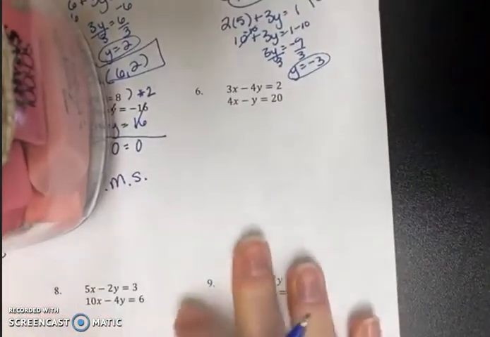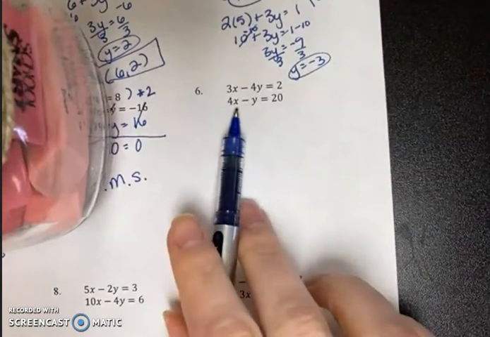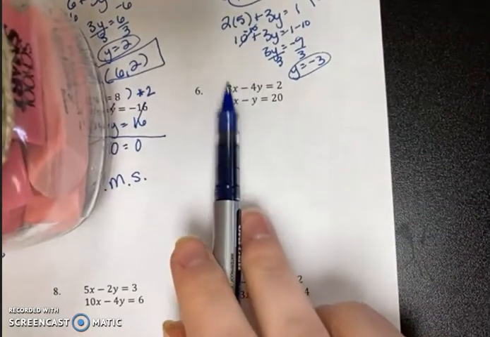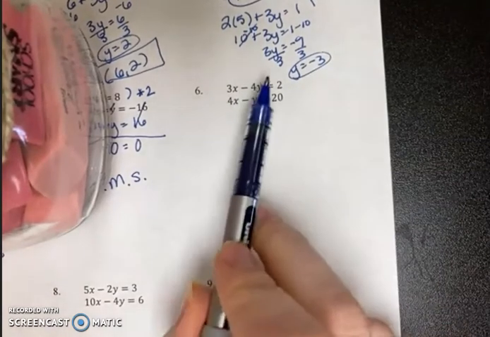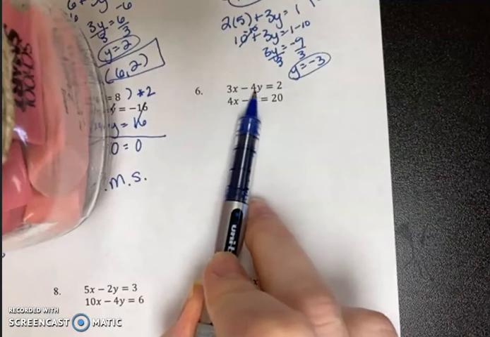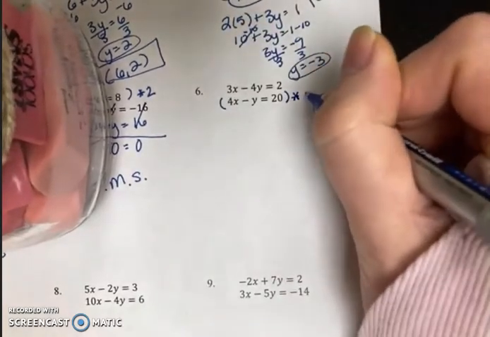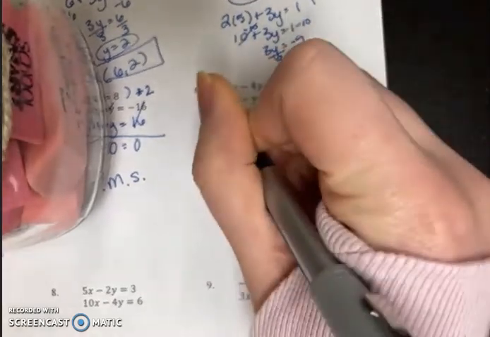Number 6, it's probably going to be easier to cancel out the y's. If I wanted to cancel out the x's, I could multiply this by a negative 4 and this by a positive 3. Or I have a negative 4y here, so I could just multiply this by a negative 4 to make that y a positive 4. I'll show you what I mean.